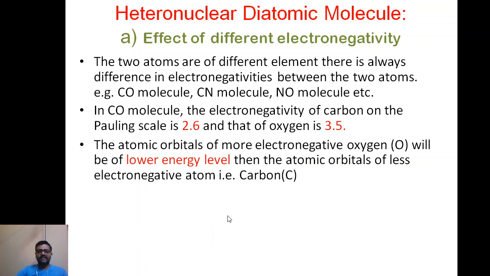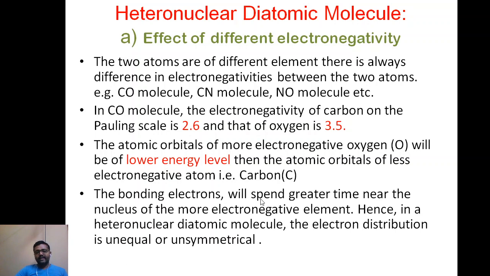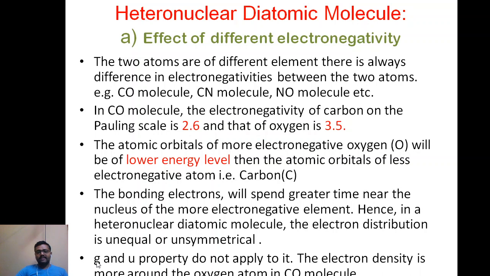I have to mention the next point. The bonding electrons will spend greater time near the nucleus of the more electronegative element. Hence, in a heteronuclear molecule, the electron distribution is unequal or asymmetrical. There are different atoms, therefore the contribution is unequal, means the arrangement is asymmetrical. Another is g and u: g is gerade, centrosymmetric, and u is ungerade, non-centrosymmetric. These properties do not apply here because these are unsymmetrical, unequal. Therefore, the g and u property is not explained.